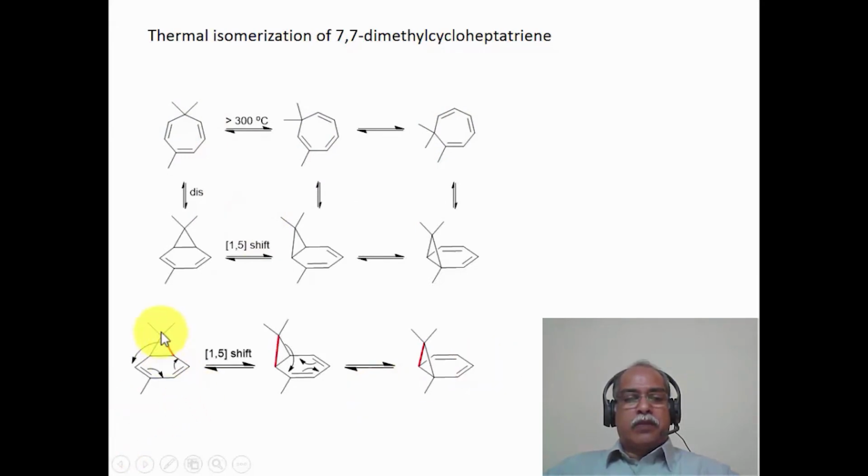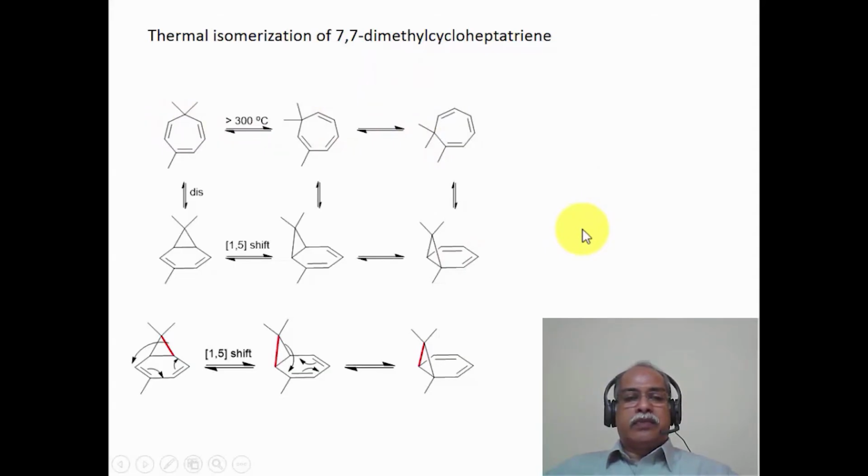The red bond is the one that is undergoing the breaking, and that results in the formation of the new red bond between this carbon and this carbon, which corresponds to a 1,5 shift with the concomitant migration of the pi electrons. Now the carbon-carbon black bond is migrating. That would result in the formation of this particular product, resulting in the ring opening product to give the isomerized products of 7,7-dimethyl cycloheptatriene in this case.